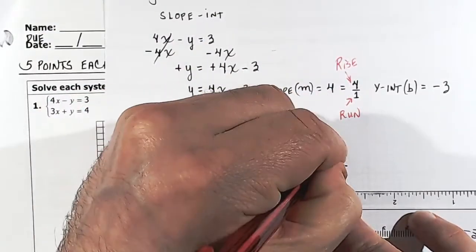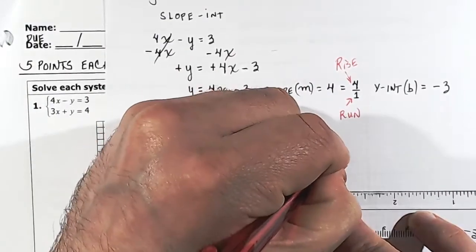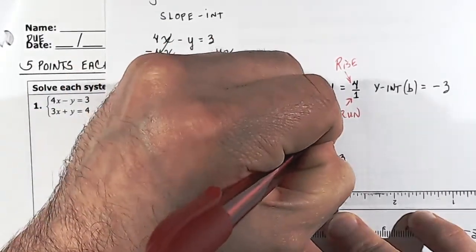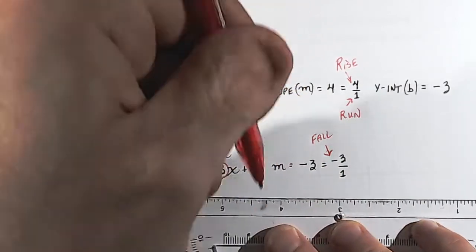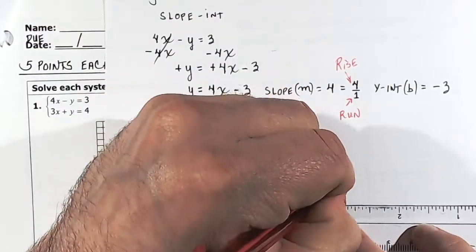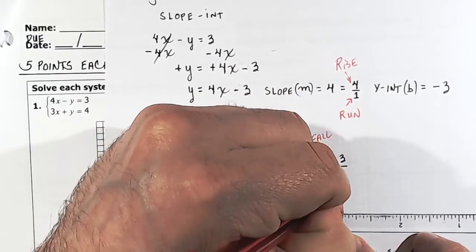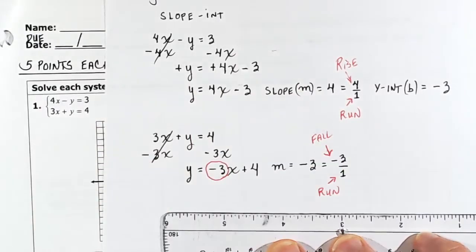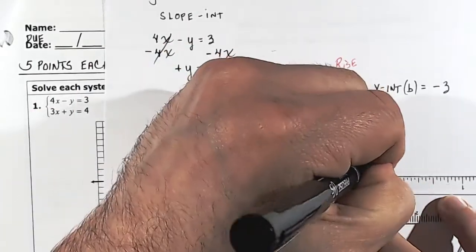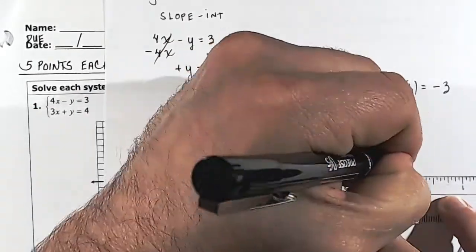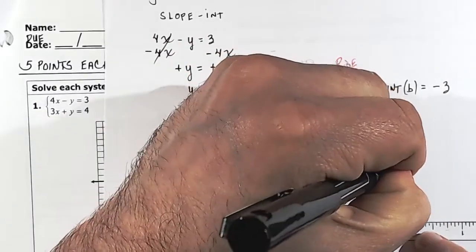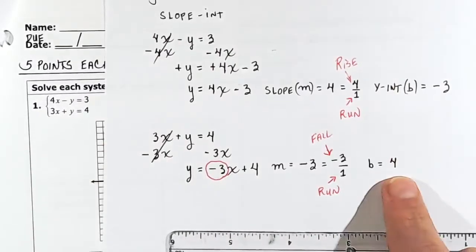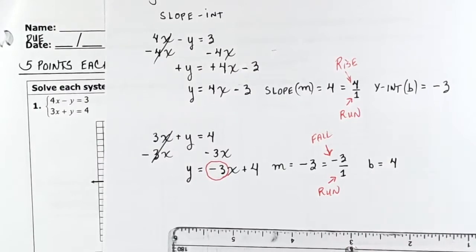So my rise, or in this case my fall, will be 3. I'm going to go down 3 in this case, and then I will run 1 to the right. And now let's identify the y-intercept, or b, and that's +4, so we just write 4. So I'll start graphing at 4 on the y-axis.